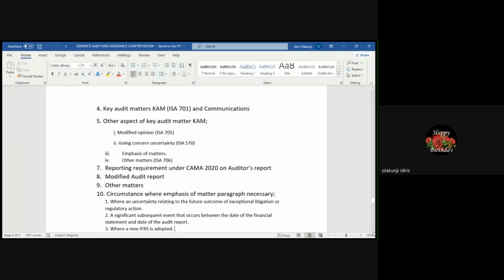Then this chapter also talks about the requirements under CAMA 2020 on auditor's report. This chapter also talks about the modified audit report. The modified audit report is a report that is issued when the auditor identifies significant issues in the financial statement. The unmodified audit report, as I said earlier, is the normal report where the auditor does not identify any significant issue in the financial statement.